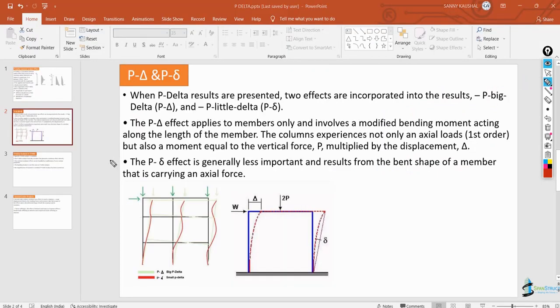Now let us look at the third point here, that the P delta effect is generally less important and results from the bent shape of the member that is carrying axial forces. So this is talking about the small P delta here. The small P delta which is caused here, you can just see, this is a small P delta effect. It is generally less important. This effect is not that much. I already told you before also. And this results from the bent shape of the member which is carrying axial forces. So due to the axial forces you will get a bent shape, and due to that this delta will come. So you can ignore this small P delta.